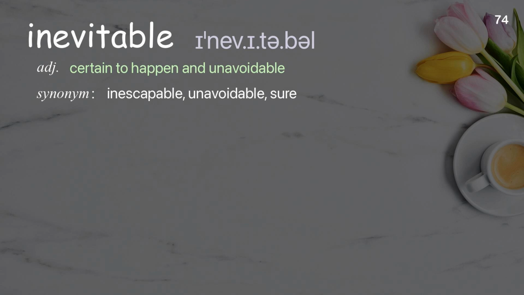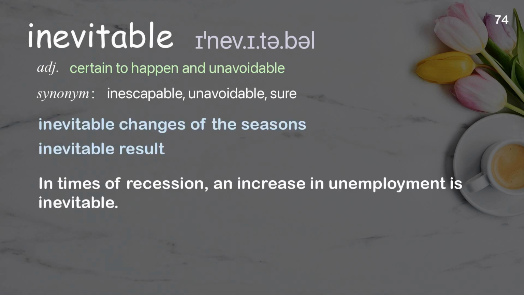Inevitable. Certain to happen and unavoidable. Examples: Inevitable changes of the seasons. Inevitable result. In times of recession, an increase in unemployment is inevitable.